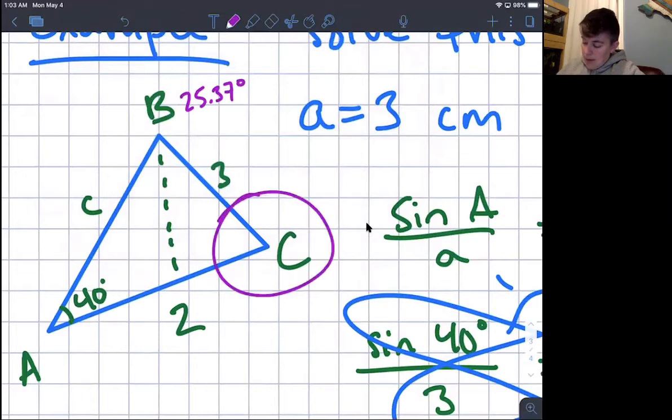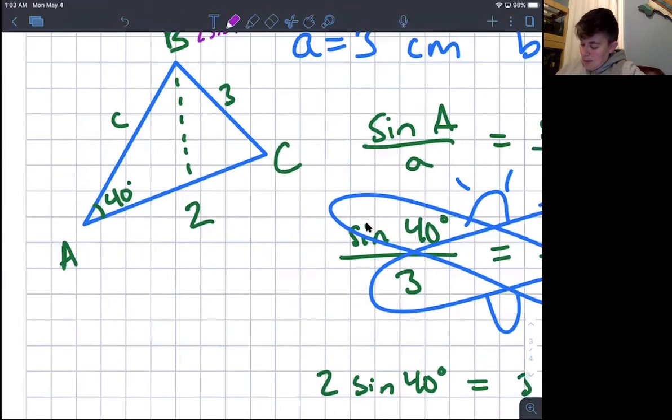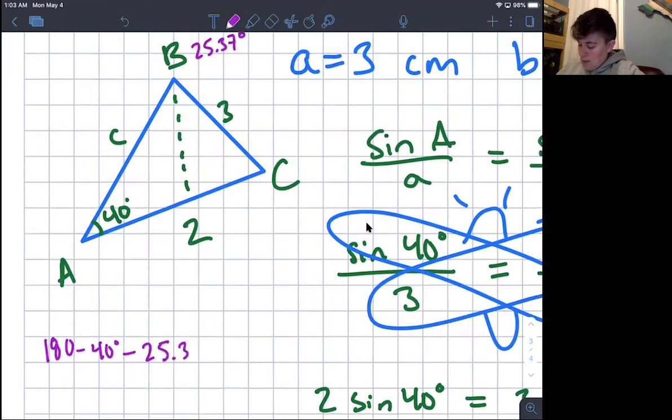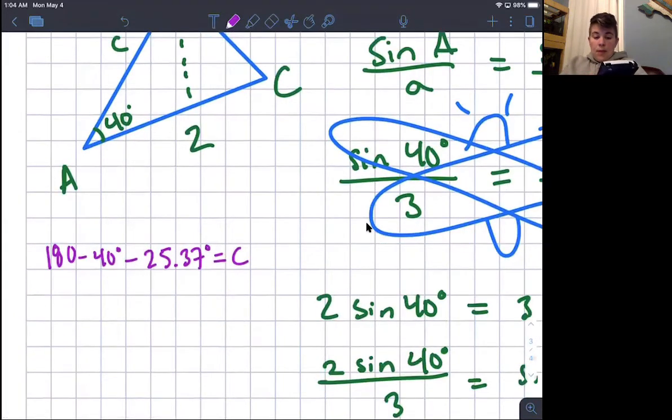25.37 degrees. I can figure out C very easily by saying 180 minus 40 degrees minus 25.37 degrees is equal to C. So 180 minus 25.37 minus 40 degrees, that means 114.63. That's equal to C.